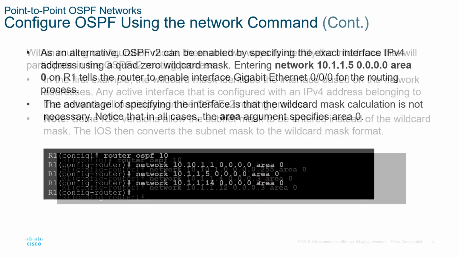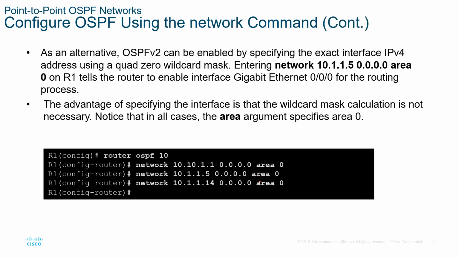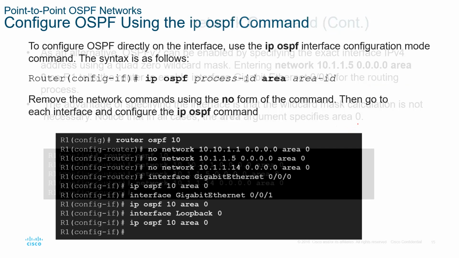All right, so an alternative is this: OSPFv2 can be enabled by specifying the exact interface IPv4 address using the quad 0 wildcard mask. All right, so entering the network 10.1.1.5 with all zeros on router 1 tells the router to enable that gigabit interface for routing. The advantage of specifying the interface is that the wildcard mask calculation is not necessary. Notice that in all cases, the area argument specifies area 0.